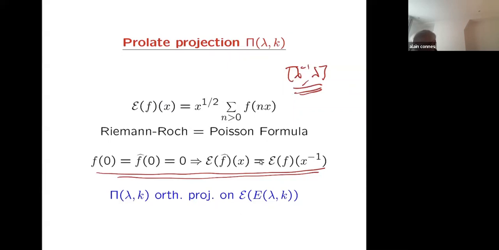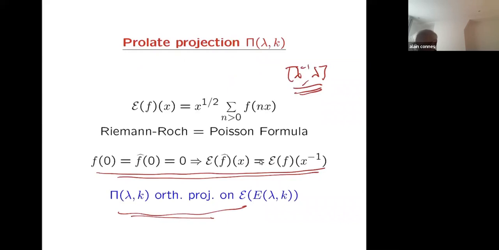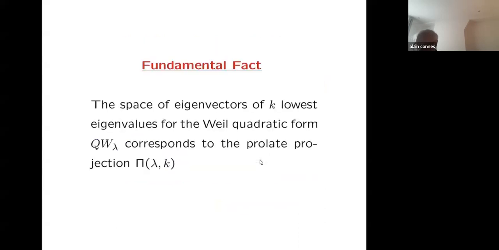So what happens is that we constructed an orthogonal projection using these functions, and we were amazed to see that they reproduce exactly the eigenvectors computed with the computer, which were the eigenvectors for the extremely small eigenvalues of the Weil quadratic form. So this is a fundamental fact that we discovered: the space of eigenvectors of the k lowest eigenvalues for the Weil quadratic form corresponds to the Prolate projection. So this is the second place where the Prolate functions play an absolutely crucial role.